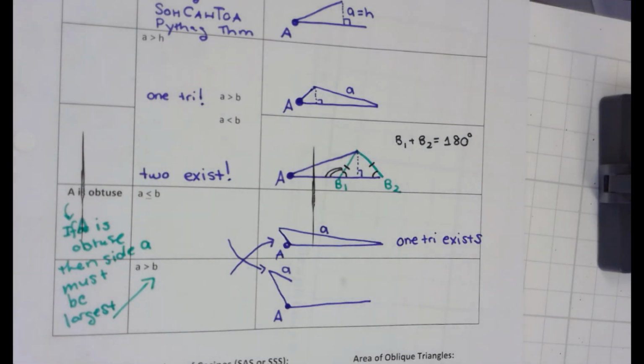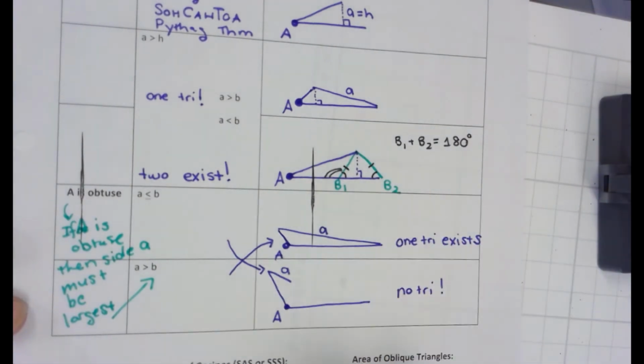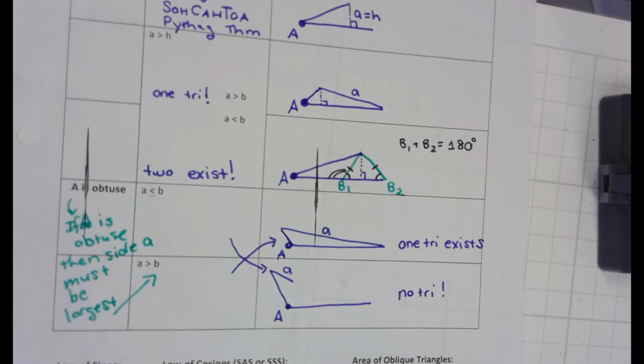If the angle is the biggest, then the side better be the biggest. There's no triangle for this first one, yep. If A is smaller, then it will not exist. No triangle. Okay, here we go.